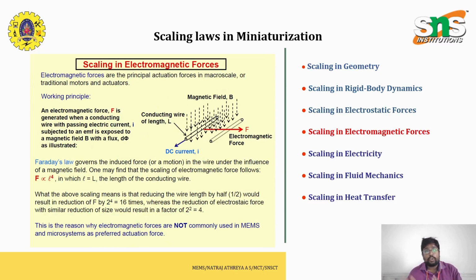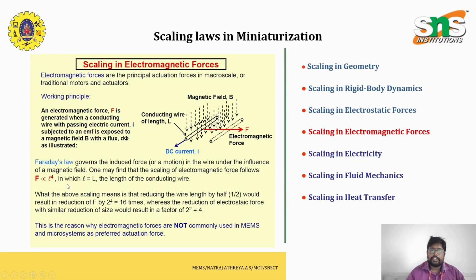We will move on to the electromagnetic forces. What is electromagnetic force? Electromagnetic force is the force generated when a conducting wire carrying an electric current is exposed to a magnetic field with a flux B, and you can see the illustration over here. So as per Faraday's law, we can find that F is directly proportional to L power 4. Since L is our length constant, we'll put L equal to L, so we'll conclude it as linear dimensions power 4. Okay.